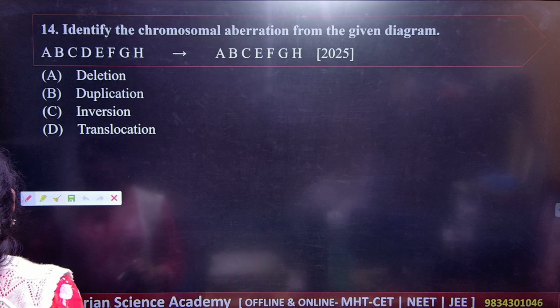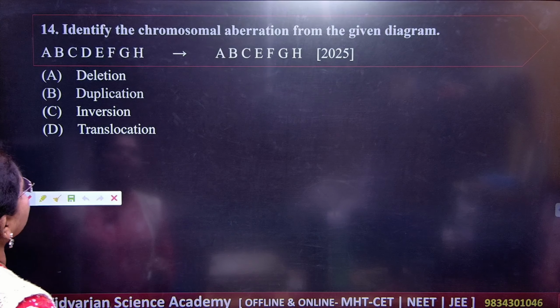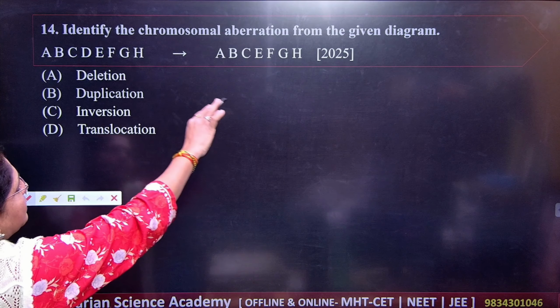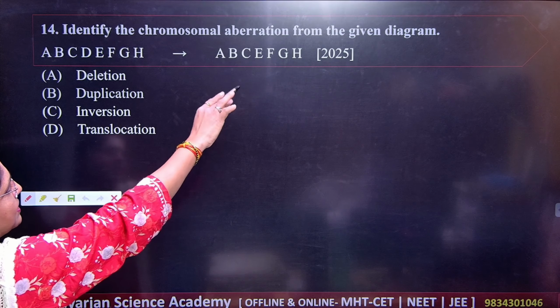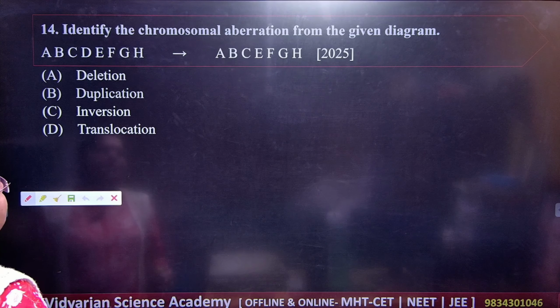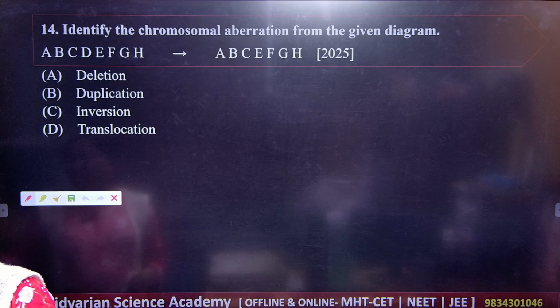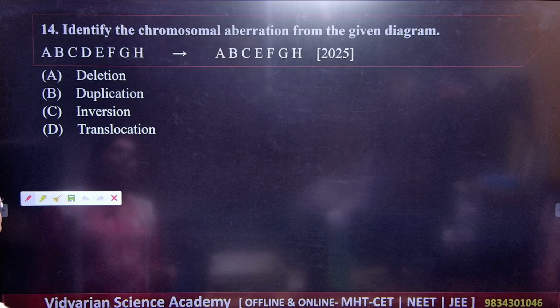Next, question number 14. Identify the chromosomal aberrations from the given diagram. A, B, C, D, E. Here you are getting A, B, C, E, F, G, H. So what should be your answer? Chromosomal aberrations. Identify the chromosomal aberrations. So what should be your answer here? Let us see what is not there. So here D is not there. So what should be your answer? It's deletion. Okay, very simple.